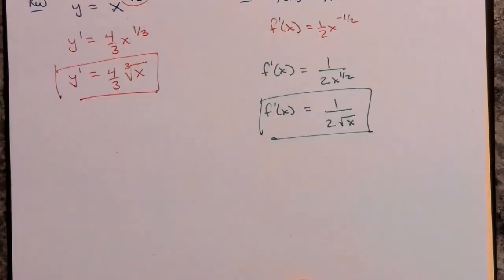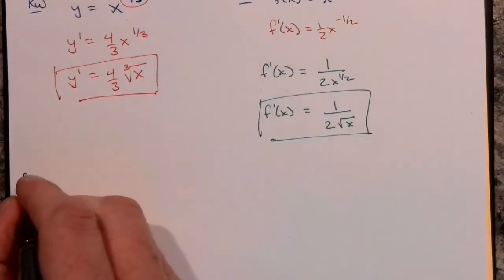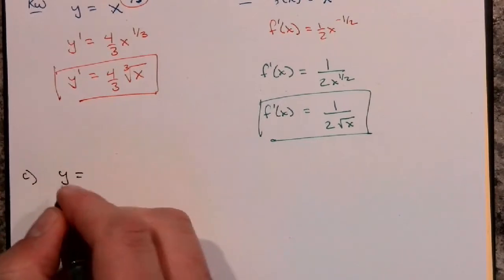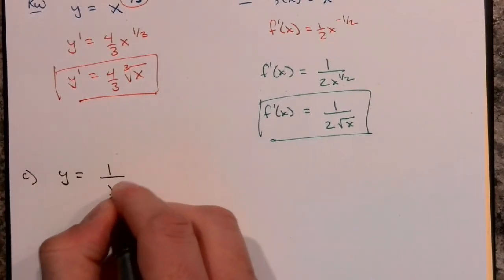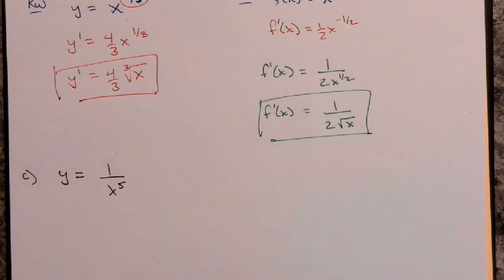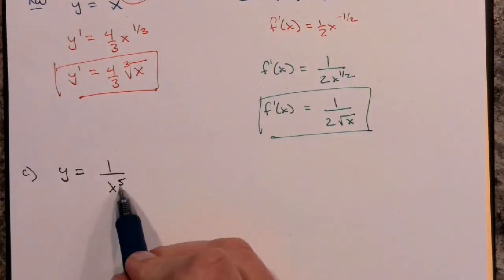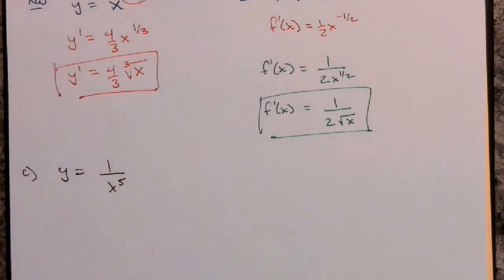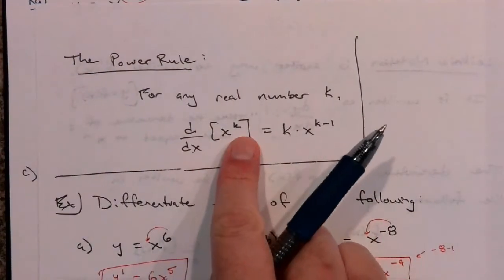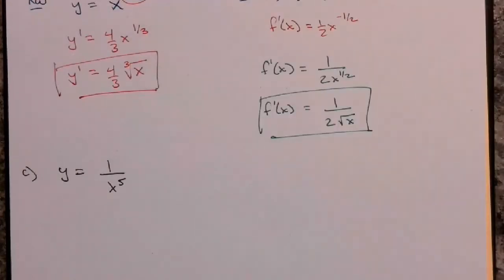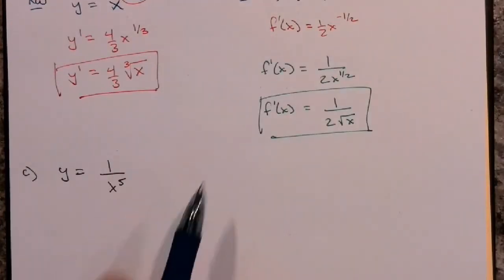Let's look at this one here. If I said I had y equals 1/x to the 5th. First thing, you can't just write this as 1 and then do the power rule on the denominator. It doesn't work like that. Remember, the power rule is for the variable raised to a power. Right now, this is not that form because we have a 1 over that.